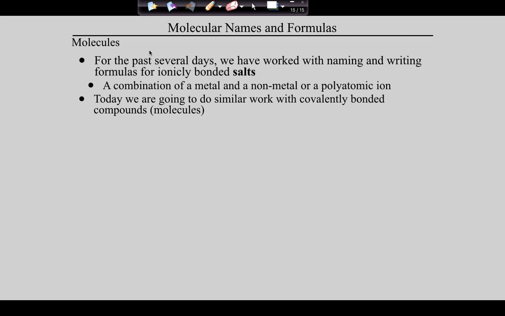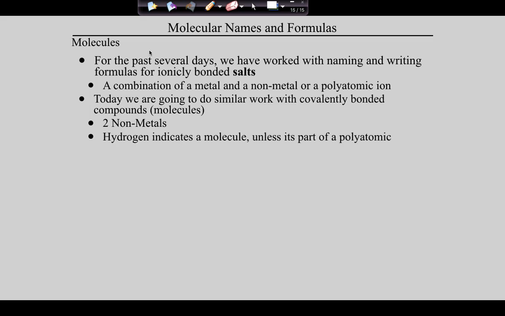And remember the difference. Again, as we said, salts are a metal and a nonmetal, or a metal and a polyatomic bonded together ionically. A molecule is different. Molecules are covalently bonded, and they involve the bonding of either two nonmetals, or remember the one exception, and that would be hydrogen. Hydrogen is that crazy strong metal that the nonmetals can't steal from, and so hydrogen also creates covalent bonds and therefore molecules.